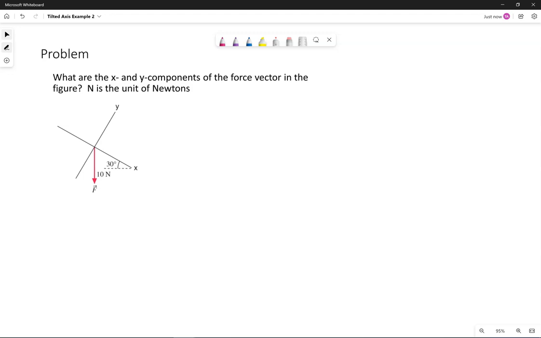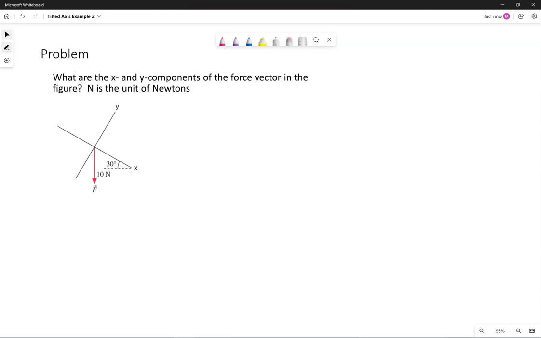One more example of finding components of vectors where we're using a tilted axis. This one is talking about forces. We haven't worked with forces yet, but because they are vectors, meaning they have a magnitude and direction, we work with them the same way. We can talk about having x and y components.